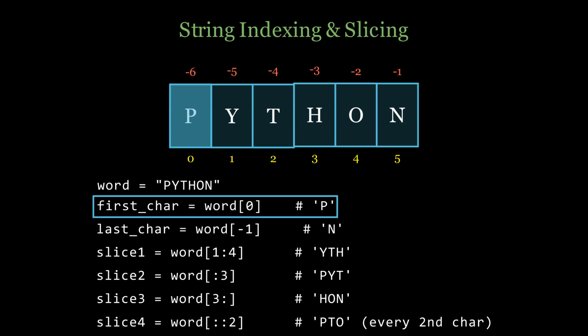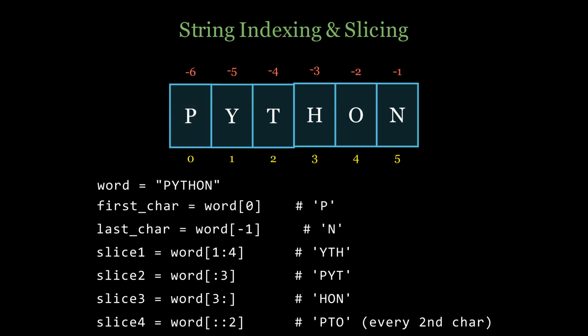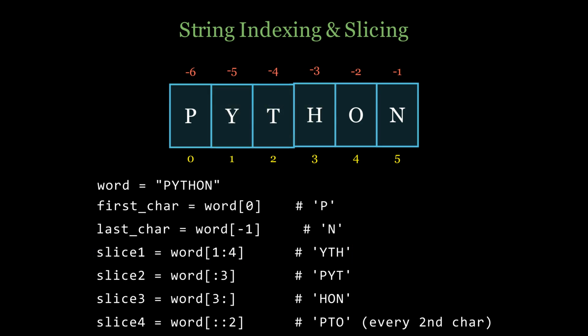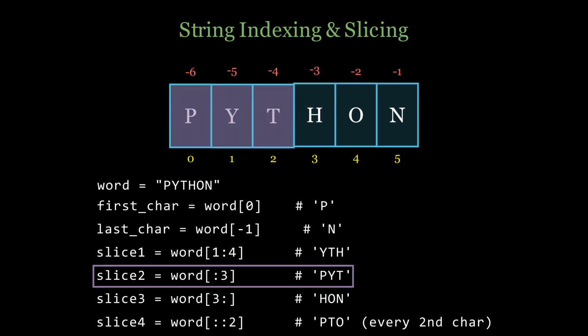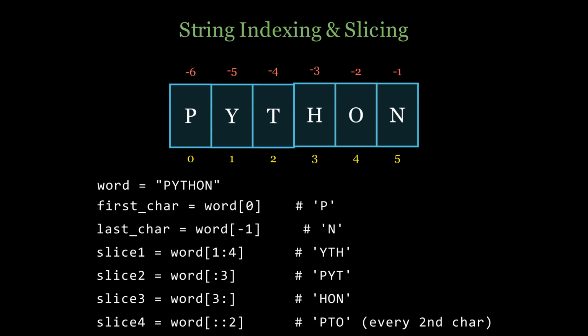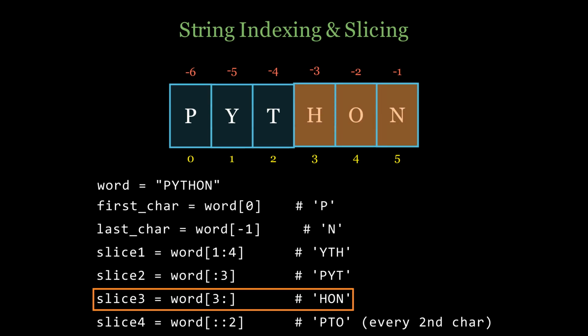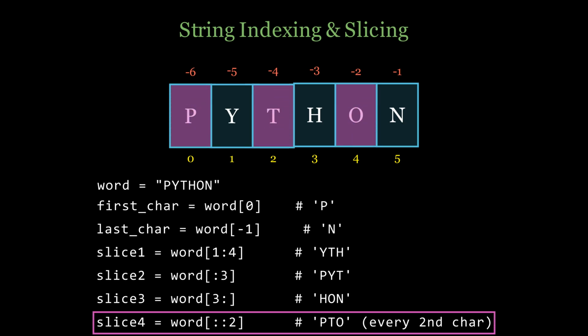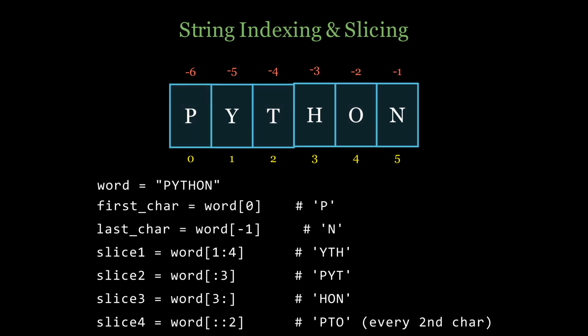First underscore char selects characters from index 0 to 1. Last underscore char selects characters from index -1 to none. Slice 1 selects characters from index 1 to 4. Slice 2 selects characters from index none to 3. Slice 3 selects characters from index 3 to none. Slice 4 selects characters from index none to none.